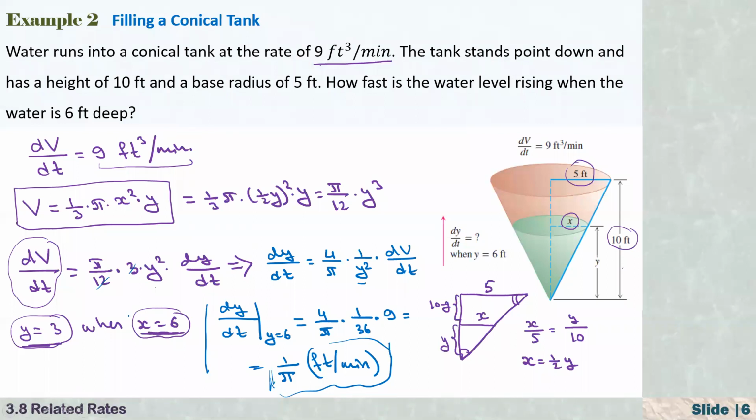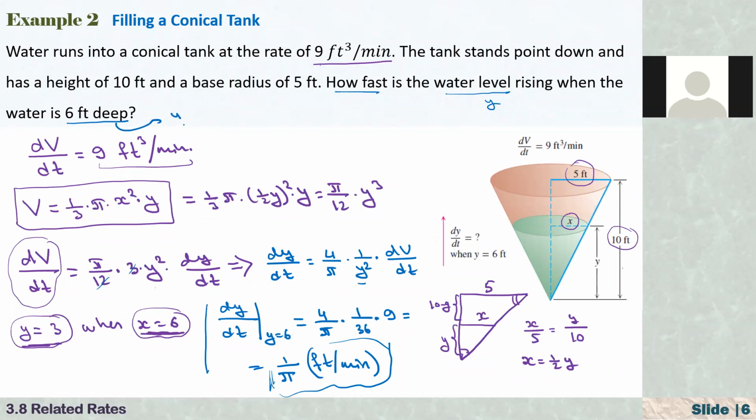Sir, how would we know h equals 6? Okay, here the question is saying, how fast is the water level, it's y, right, rising when the water is 6 feet deep, right? I think when the water is 6 feet deep, it is the y. Yeah, it is y, right? So that means that when y is equal to 6, y is equal to 6. You are right. If y is equal to 6, so x is equal to 12.